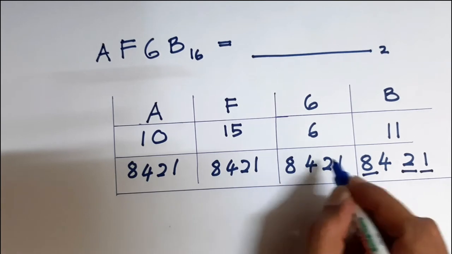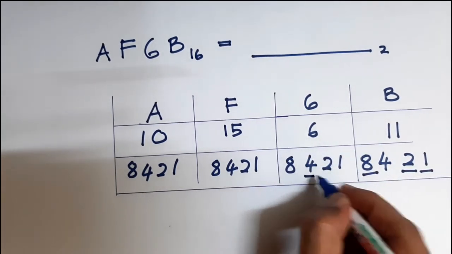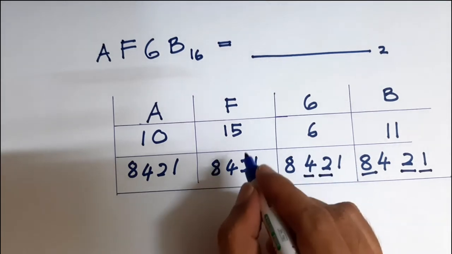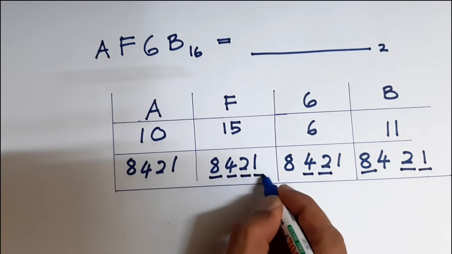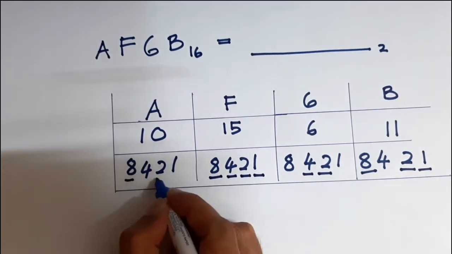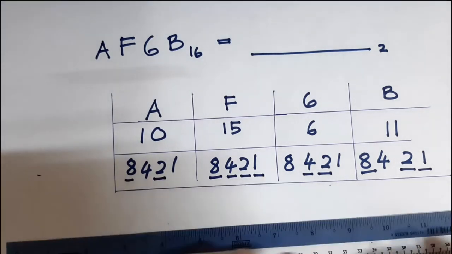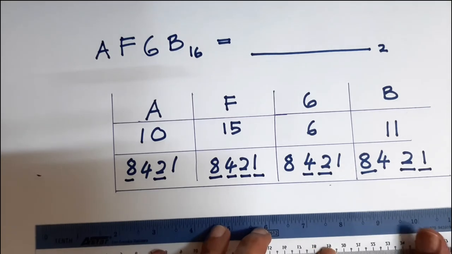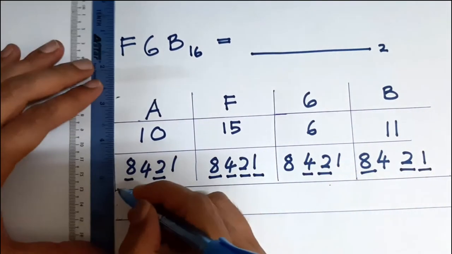Which numbers do we choose to add up to 6? Of course, it is 4 and 2. Then 8 plus 4 plus 2 plus 1 becomes 15. For 10, of course, only 8 and 2. Next. Okay, now we have 4 rows of the table.